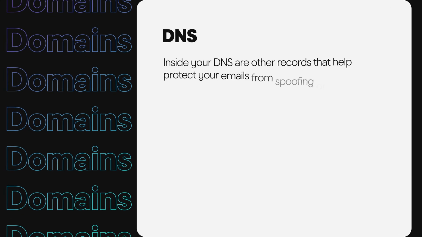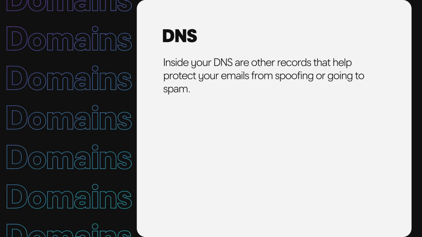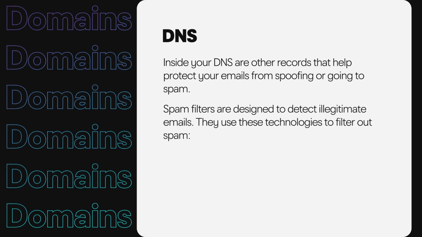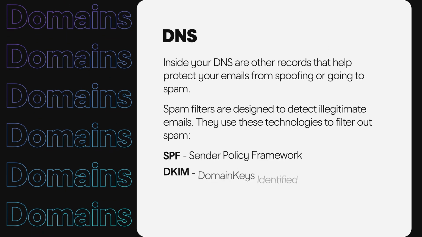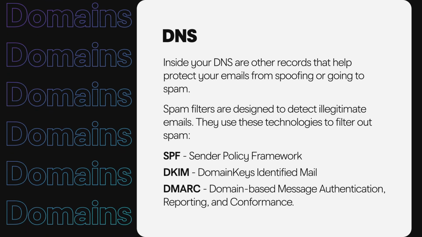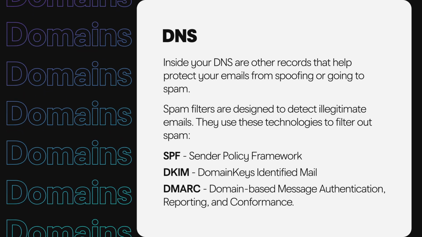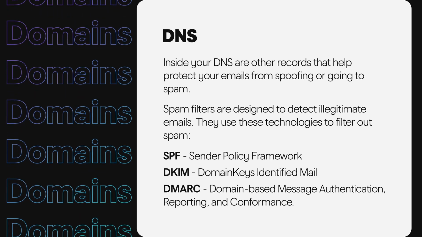MX records aren't the only records helping mail get delivered. Inside your DNS are other records that help protect your emails from spoofing or going to spam. Spam filters are designed to detect illegitimate emails. They use these technologies to filter out spam. SPF, or Sender Policy Framework, DKIM, or Domain Keys Identified Mail, and DMARC, or Domain-Based Message Authentication, Reporting, and Conformance. These all have corresponding DNS records that must be configured.